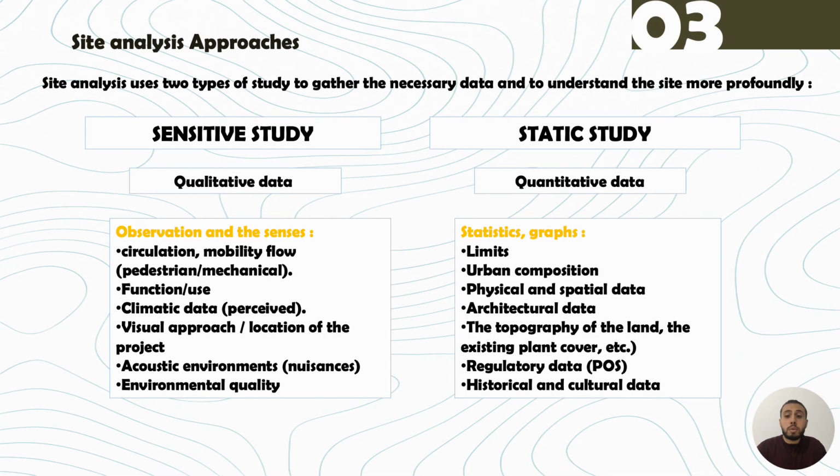Site analysis uses two types of studies to gather the necessary data and to understand the site more profoundly. First, sensitive study with qualitative data by observation and senses of circulation, mobility flow, function, use, climate data, etc. The second is static study with quantitative data, using statistic graphs to study the limits, urban composition, architectural and physical and spatial data, etc.